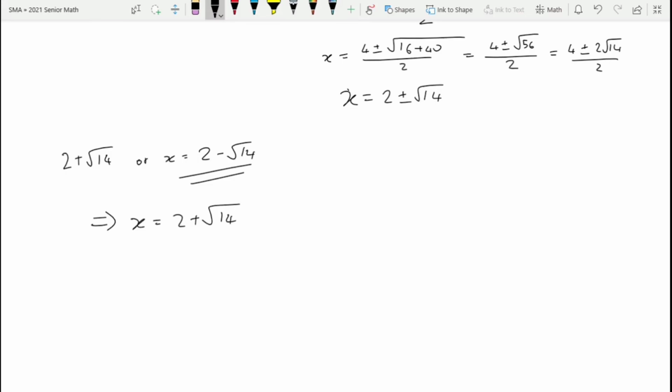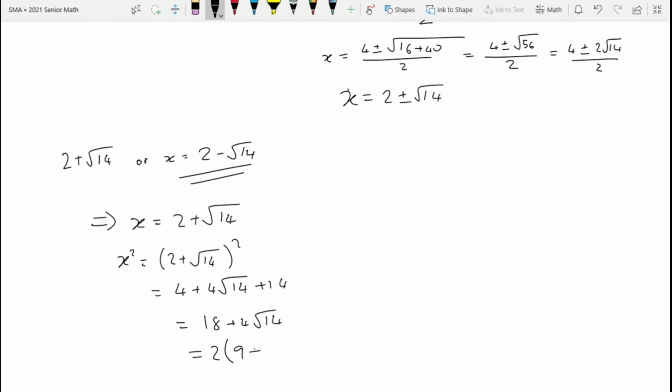And since we're looking for the area of the square, it is going to be x squared, which will be (2 plus the square root of 14) squared, which is equal to 4 plus 4 root 14 plus 14, which is 18 plus 4 root 14, which is equal to 2 times (9 plus 2 root 14). And that's the answer to the question.